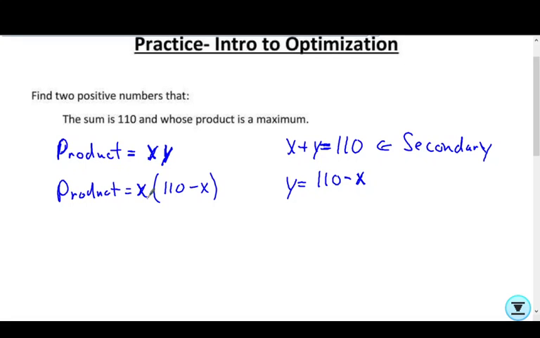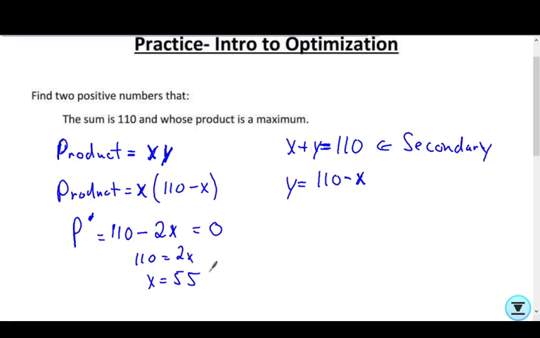Now that it's in terms of one variable, I can do my first derivative test, which means the first thing I do is take the derivative. So the derivative of my product is going to be 110 minus 2x, because you multiply the x in and you get x squared. Then we set this equal to 0. So we get 110 equals 2x, which means x equals 55.